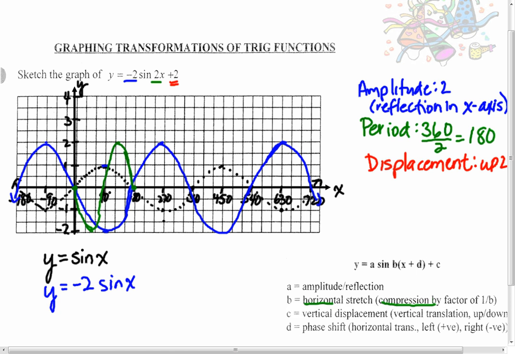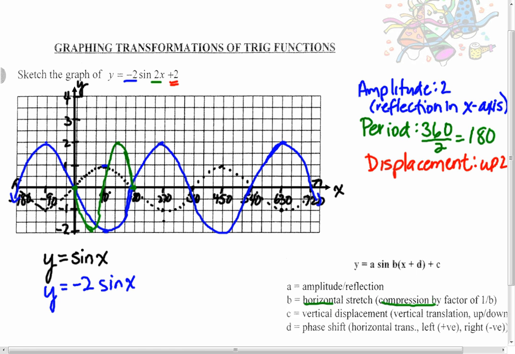As best I can on the smartboard. My one cycle starts at 0, 0, goes to the minimum, up to the maximum, back to 0, one cycle in 180 degrees. What you can do also is that each of the x-intercepts is going to be half the distance from 0, 0 that it used to be.